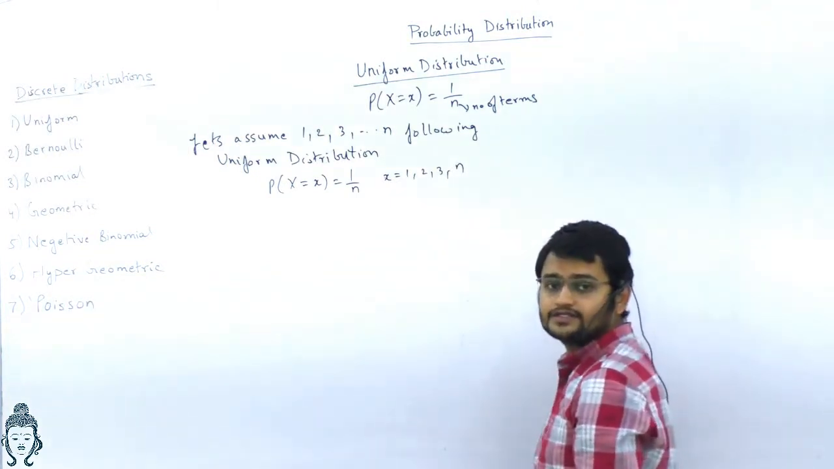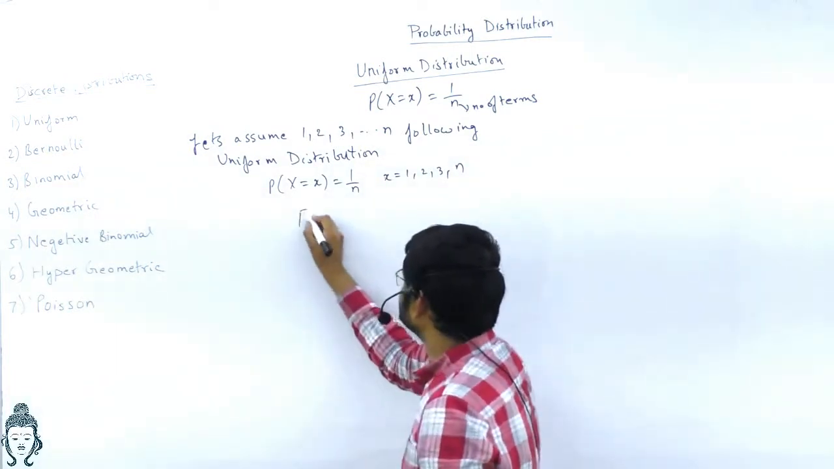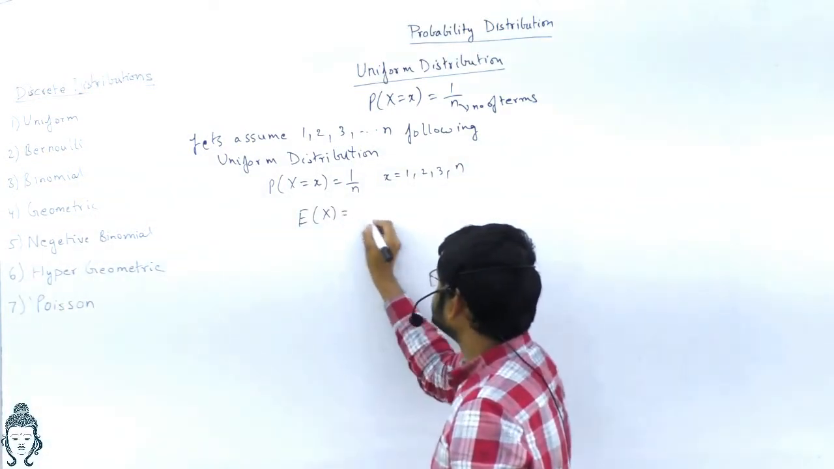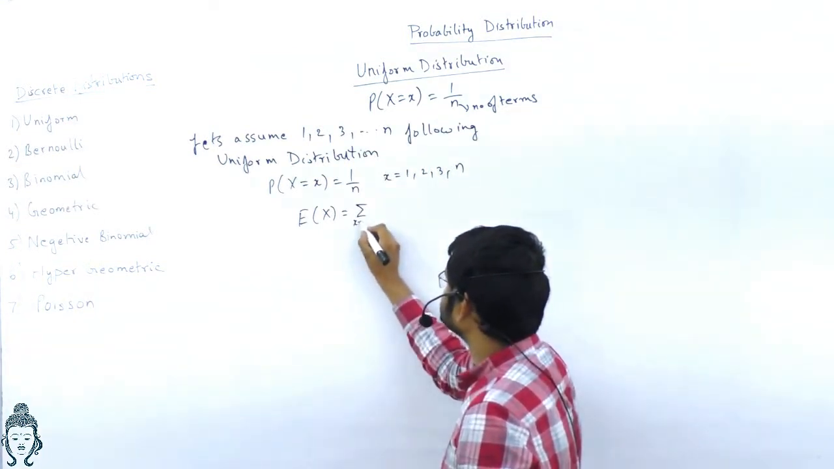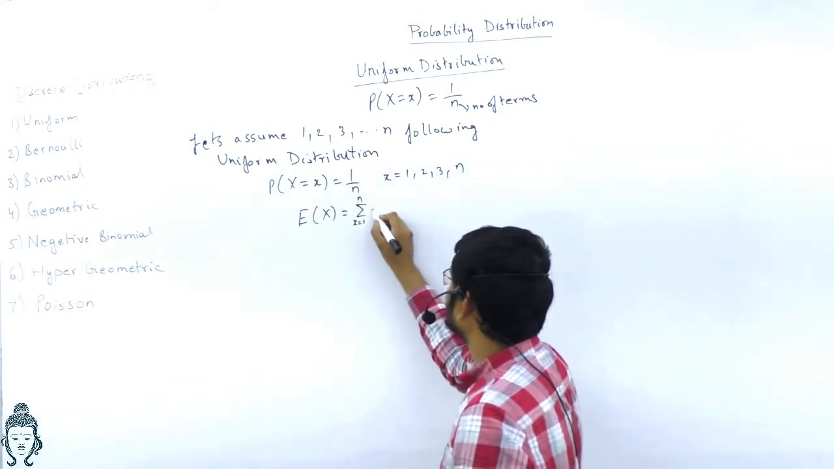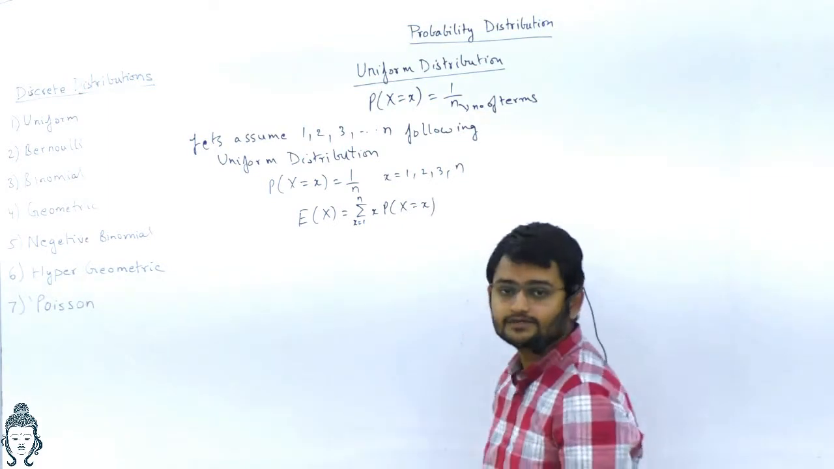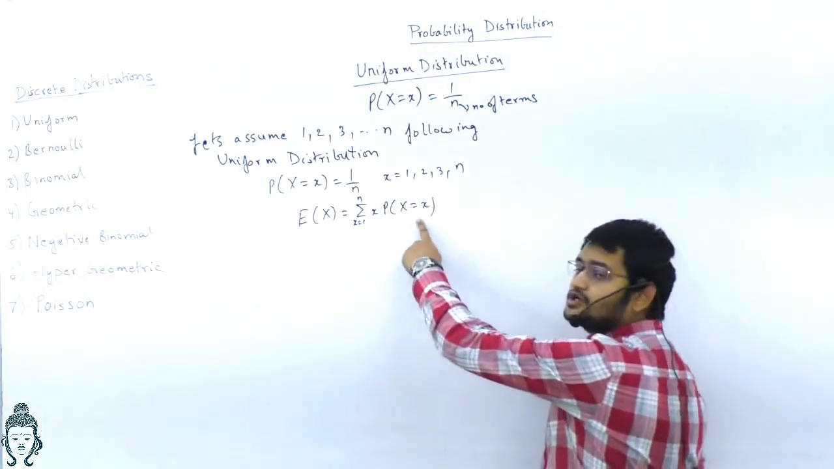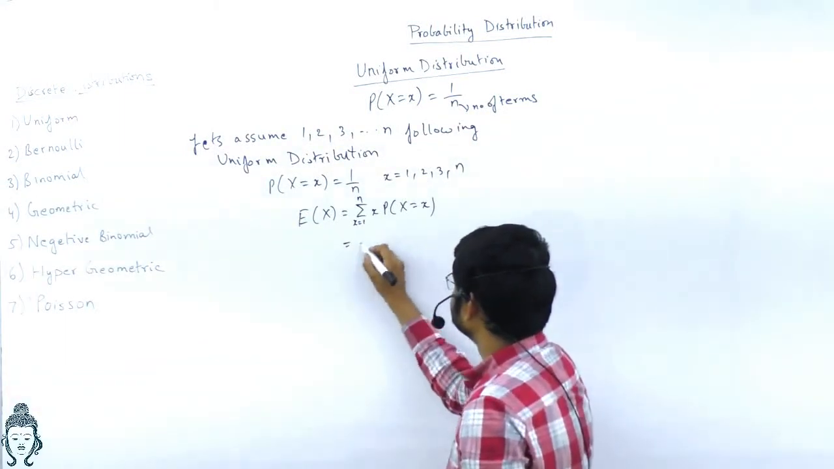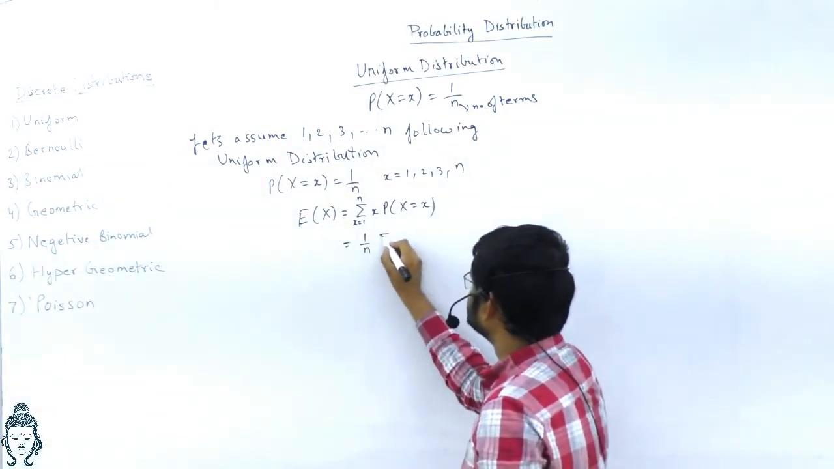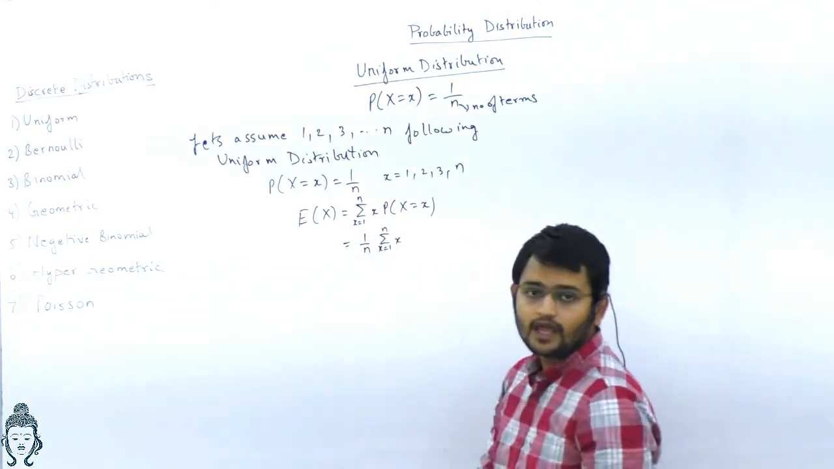Now what kind of analysis can we do? We can find the mean or the expected value. So the expected value of x will be nothing but the summation for all values of x, that means x from 1 to n, of x into probability that X is equal to x. Now the probability is just a constant 1 by n, so I can take it out of the summation. So this becomes 1 by n times summation of x, where x is from 1 to n.